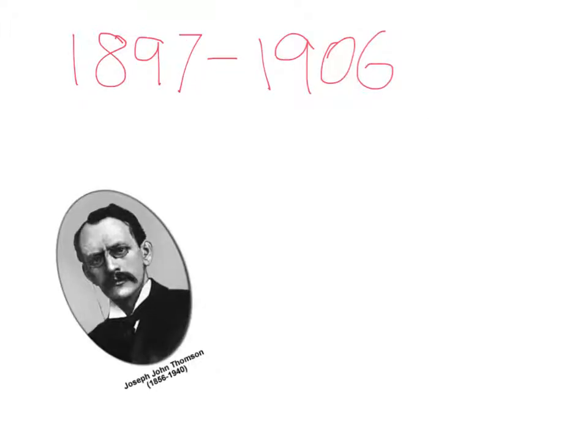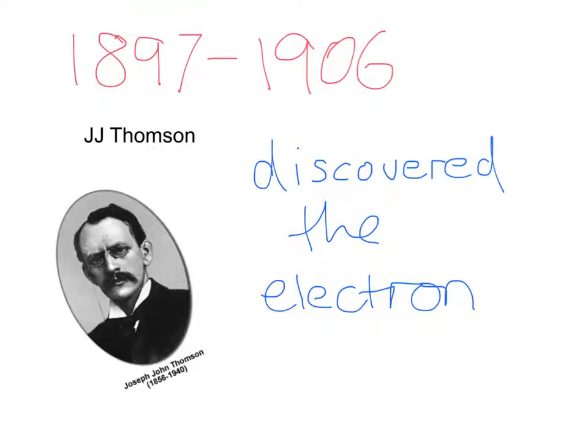Between 1897 and 1906, through a series of experiments using cathode rays, J.J. Thomson discovered the electron. Using this discovery, he was able to show that atoms were made up of smaller particles. Scientists had recently discovered cathode rays, but they had no idea what they were. Thomson discovered that cathode rays were in fact a stream of particles.